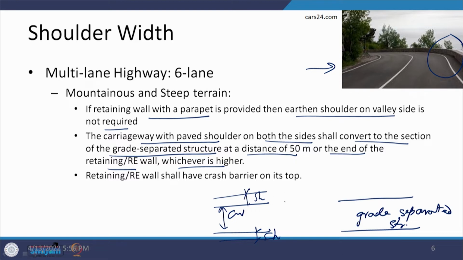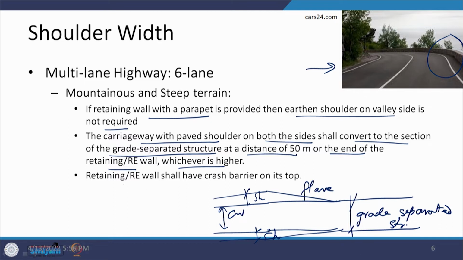So, what we are going to do is finally culminate into this sort of a condition. We will be getting into the flare condition here, and by doing that flare, the section we are going to get is the section which is there at the grade separated structure. If the retaining walls are being provided, then that is to be considered, retaining wall, RE wall or the abutments which are being provided.